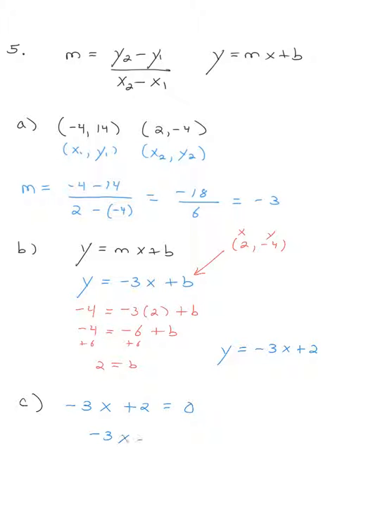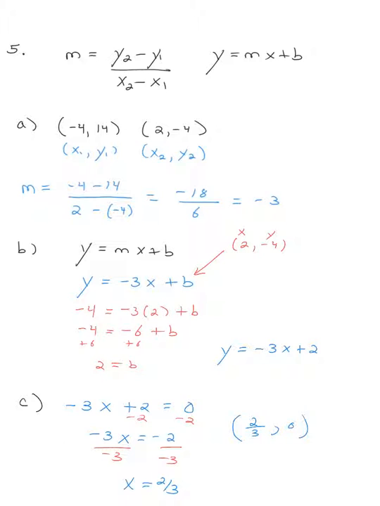I can subtract 2 from both sides, divide both sides by negative 3, and I have my solution. x is equal to 2/3. Maybe I'll put just a note that I subtracted 2 from both sides as my first step. If you're being picky, maybe I should be, we just found the point 2/3 comma 0.